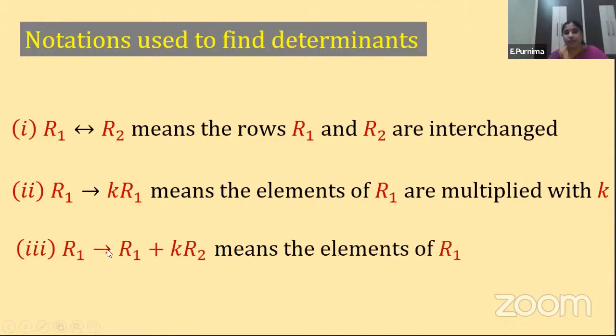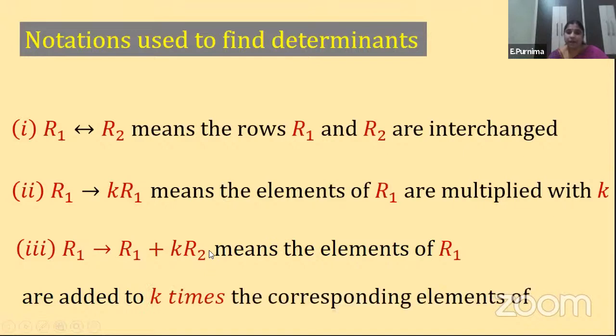Next, R1 tends to R1 plus K into R2. We read it as tends to, children. What is the meaning of this? If you write like this, the meaning is that the elements of R1 are added to K times the corresponding elements of R2. That means every element of R2 is multiplied with a constant K. Then that value is added to the corresponding element of R1. Whatever sum we get, the element of R1 plus K times R2, that value is written in place of the element we had earlier in R1.